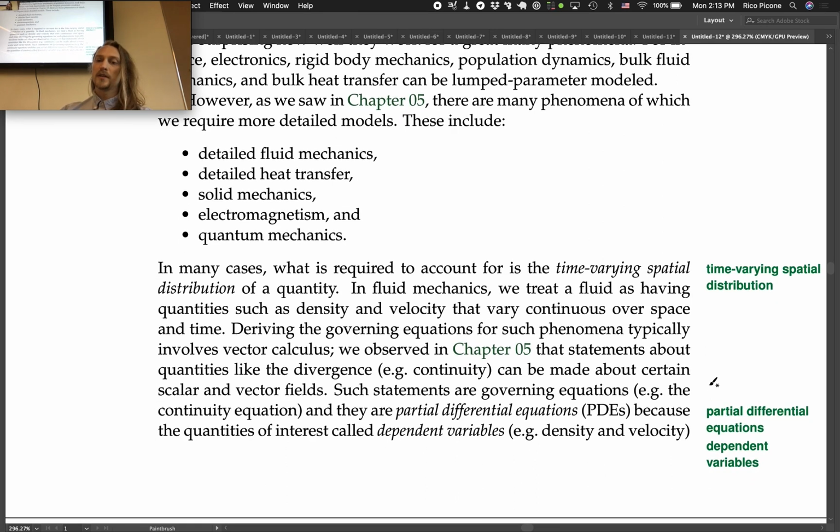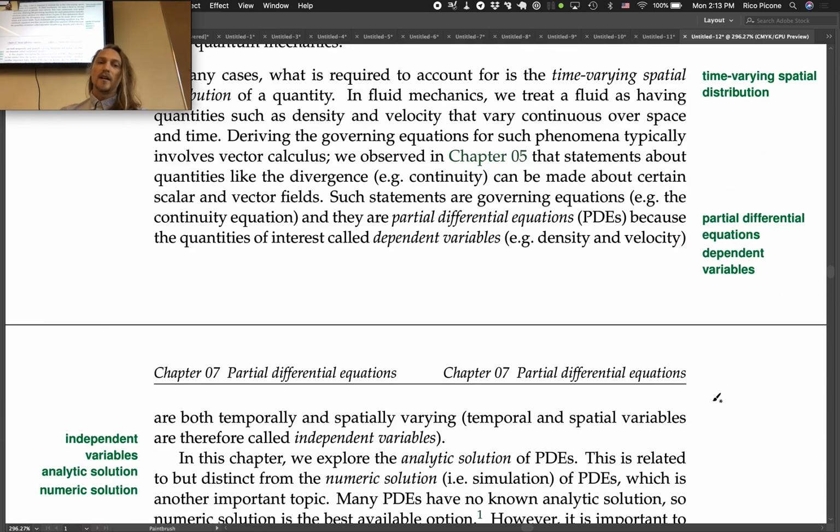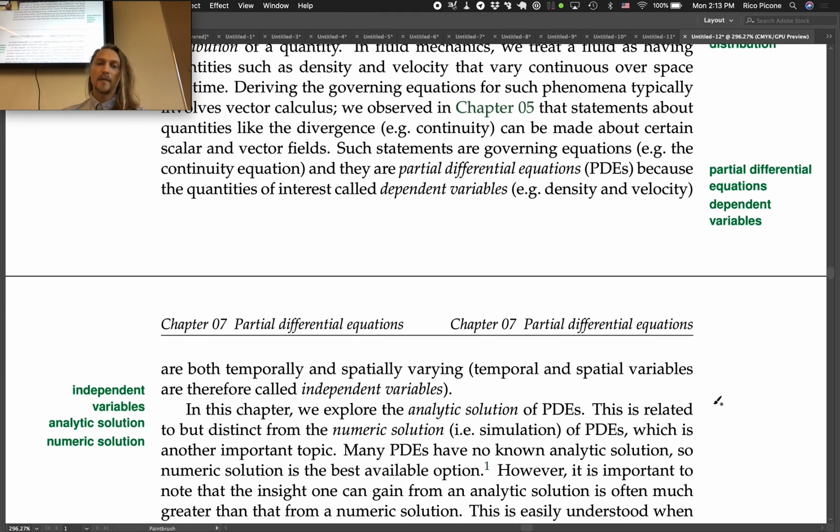And they are partial differential equations, PDEs, because the quantities of interest are called dependent variables, for example, density and velocity. They're both temporally and spatially varying. Temporal and spatial variables are therefore called independent variables. In this chapter, we explore the analytic solution of PDEs.